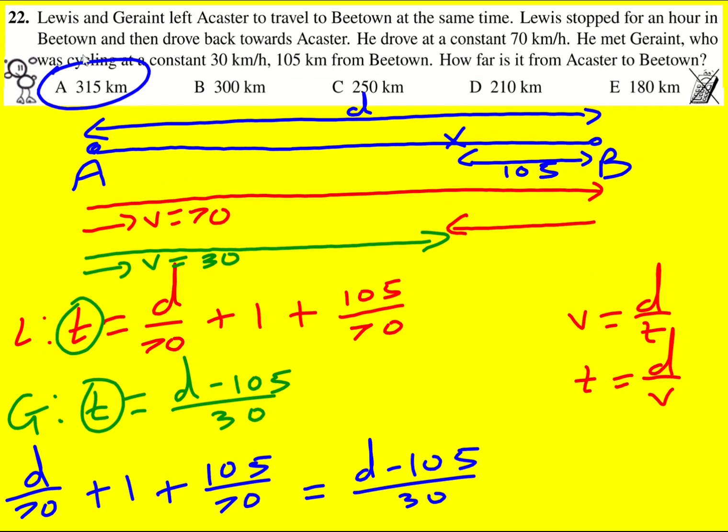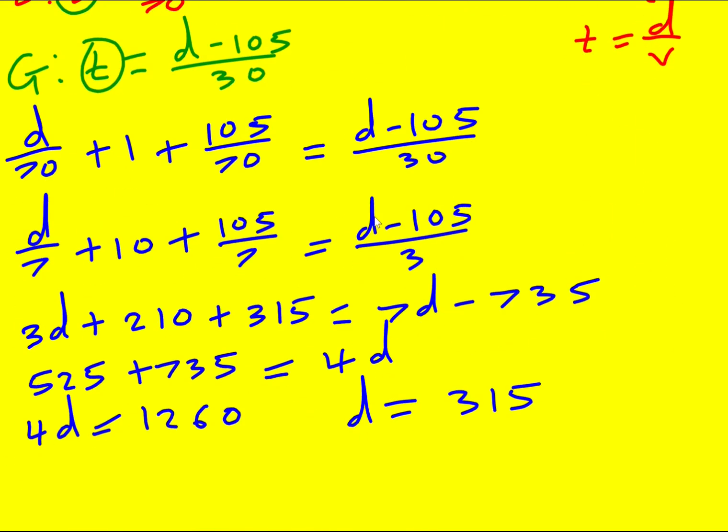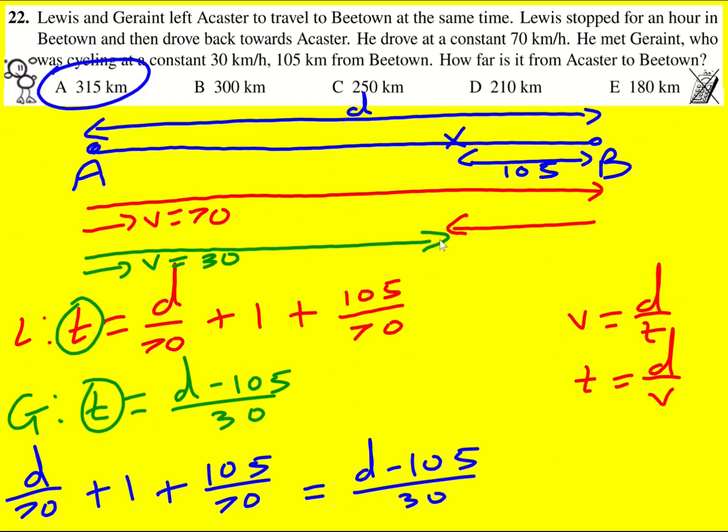Okay, so it's quite a lot to do here, but just carefully set it out. Speed equals distance over time, rearrange it, find the times, create an equation, and solve it. Nice.